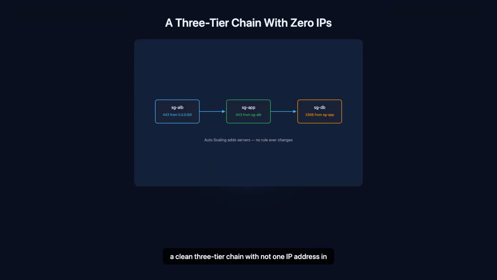A clean 3-tier chain with not one IP address in it. On the left, the load balancer group allows port 443 from the whole world. In the middle, the application group allows 443, but only from the load balancer group as its source. On the right, the database group allows port 3306, only from the application group.